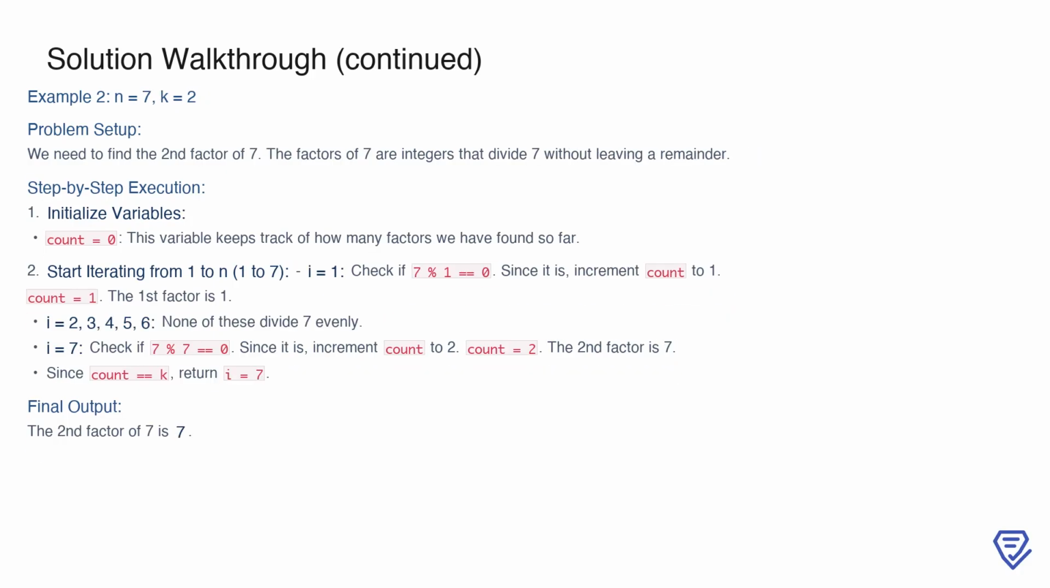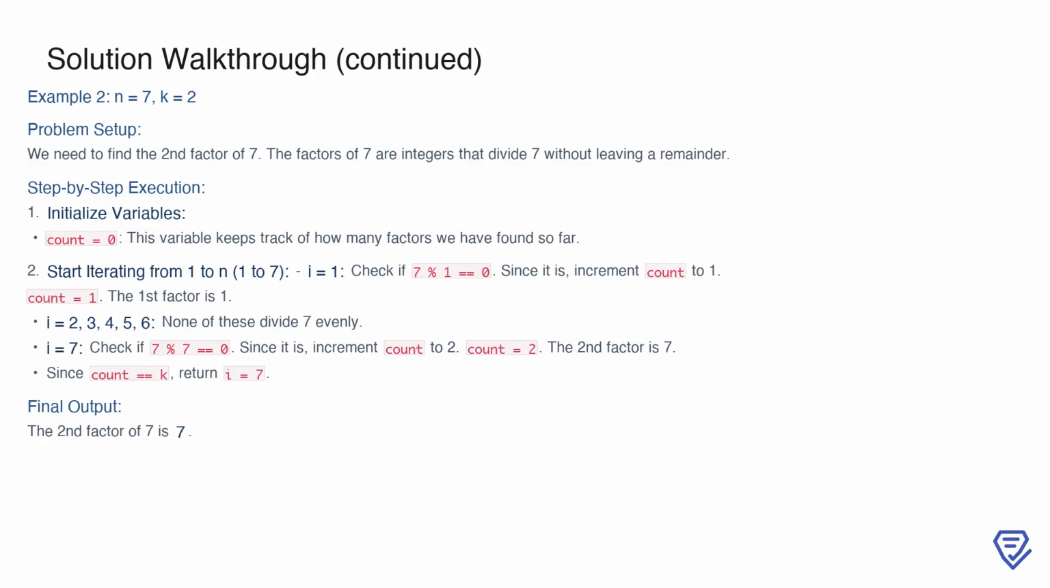Now, let's look at the next example where we need to find the second factor of 7. Since factors are integers that divide the number without leaving a remainder, we begin by initializing count to 0 to track the factors we find. Starting our iteration from 1 to 7, we first check if 1 divides 7 evenly. It does, so we increment count to 1, making 1 the first factor.